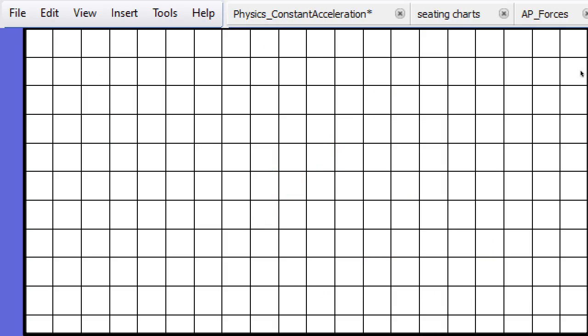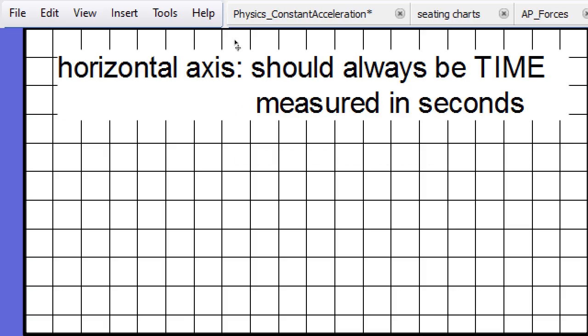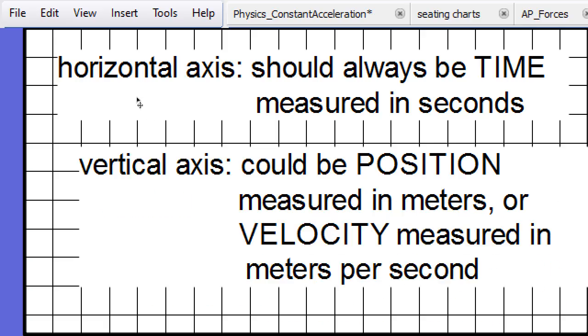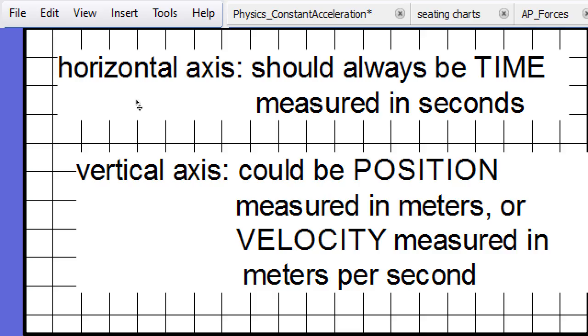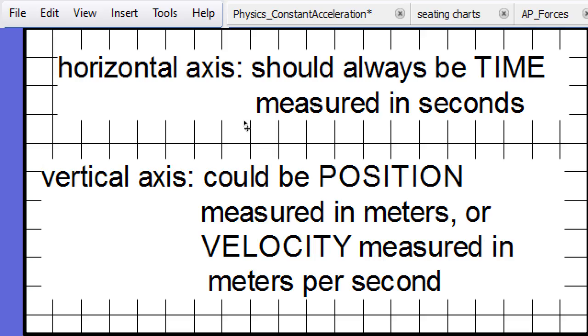Bam! Now, as I have said, your horizontal axis should always be time. And we measure time in seconds. Always. Now that vertical axis could be a few different things, but in this class, it's going to be position, in which case it's measured in meters, or it's going to be velocity, in which case it's measured in meters per second. When you label your axis, you've got to say what it is, so x, t, or v, and you have to say what the units are.